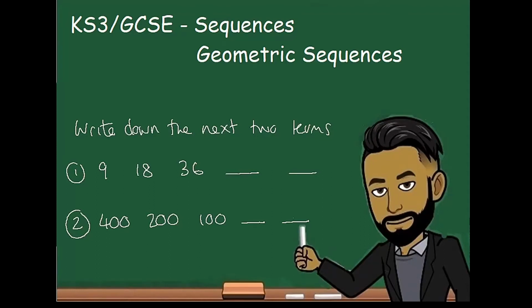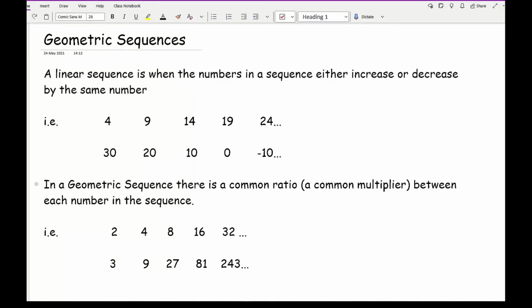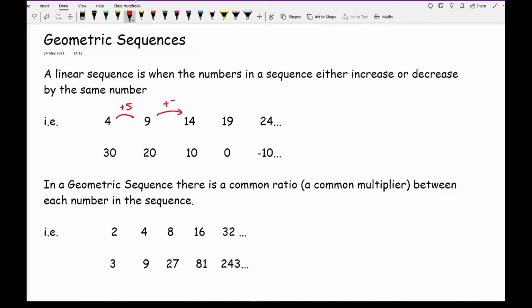So welcome everybody to this latest video on 162 Maths, and in this video we'll be continuing with the theme of sequences and focusing on geometric sequences. Now, a linear sequence is when numbers in a sequence either increase or decrease by the same number. So in the examples you can see on the screen, we've got 4, 9, and we can see that these numbers are each in this particular sequence all increasing by 5.